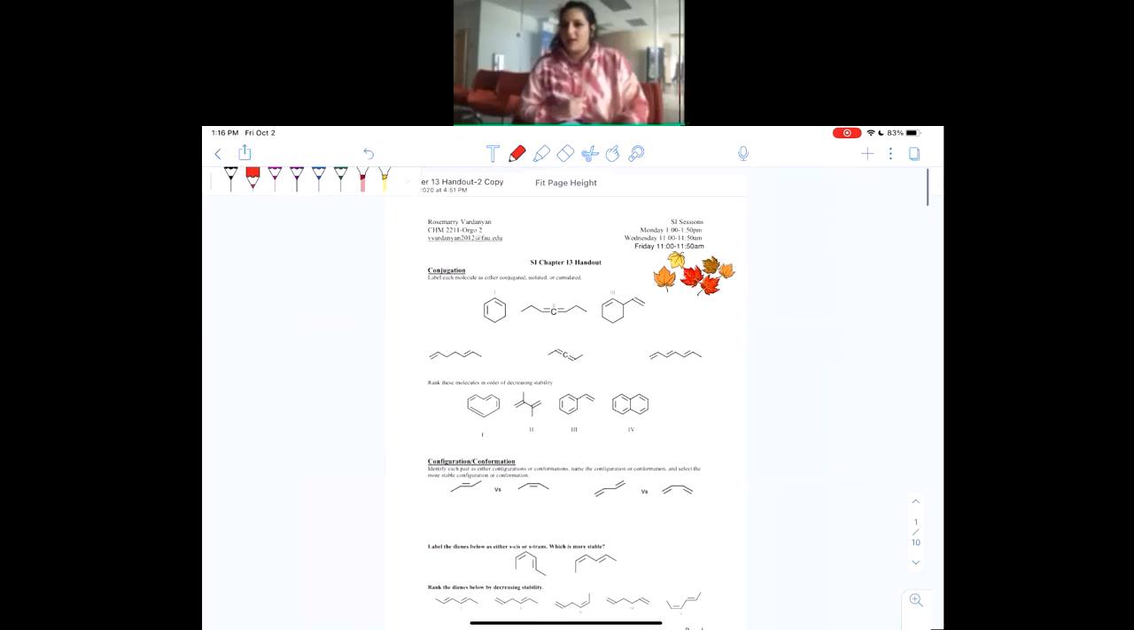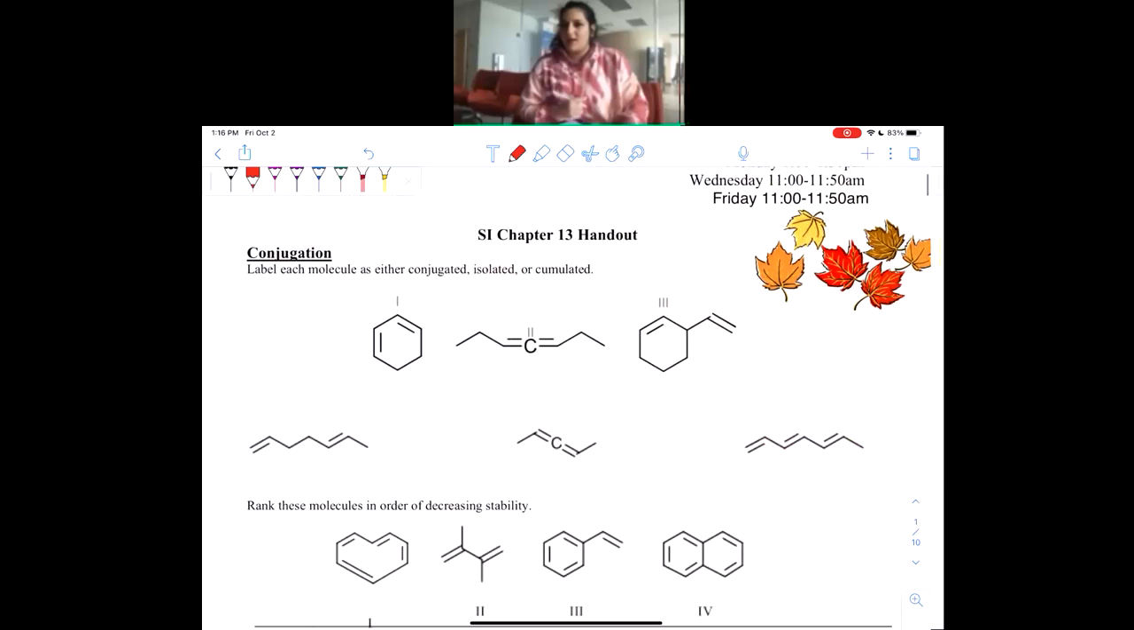And we're actually going to go to the actual handout and do some examples. So usually I'll put you in groups, but I just genuinely don't feel like it. So sorry. But in the first row of molecules, between 1, 2, and 3, which one is conjugated? Tell me in the chat, pretty please.